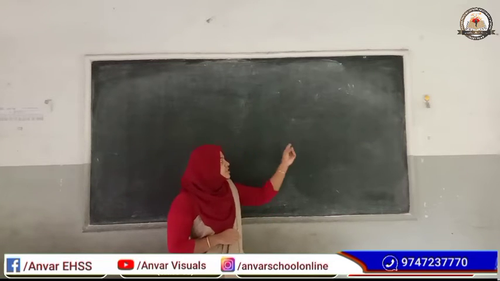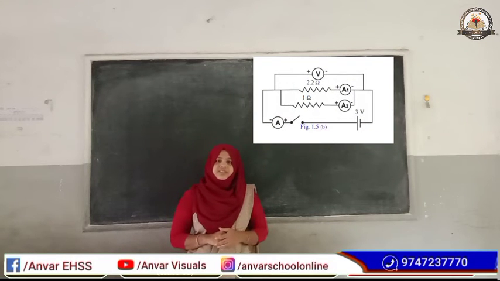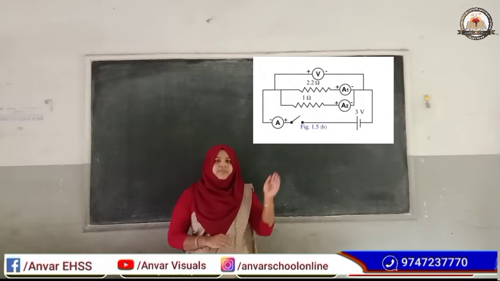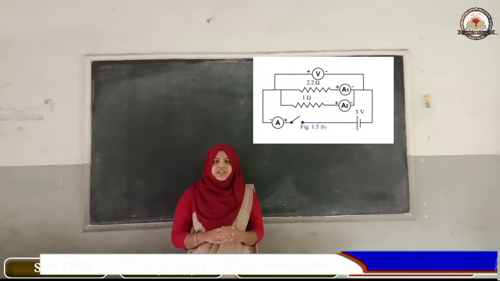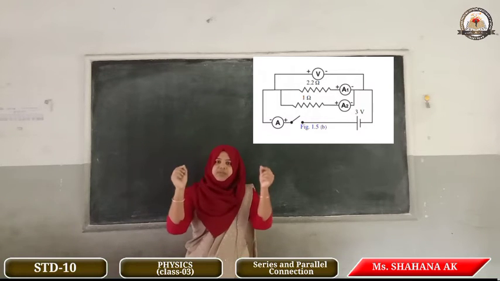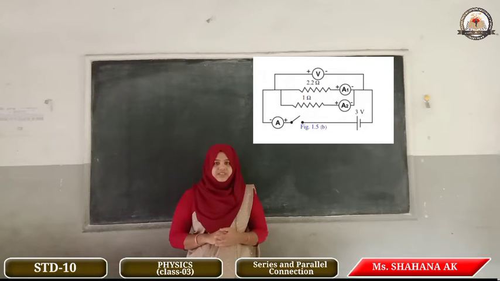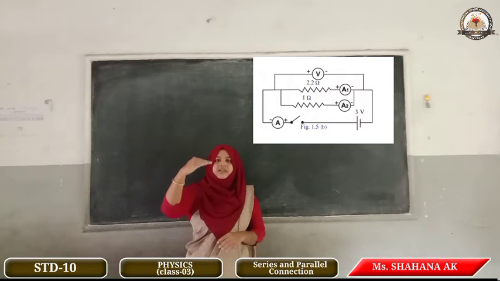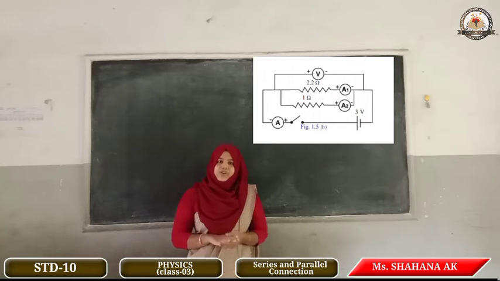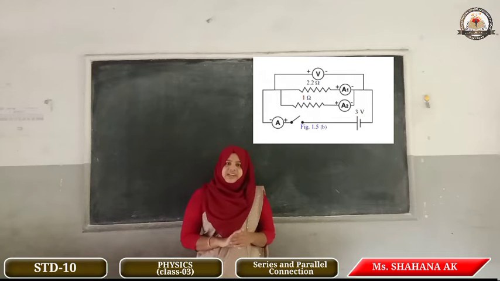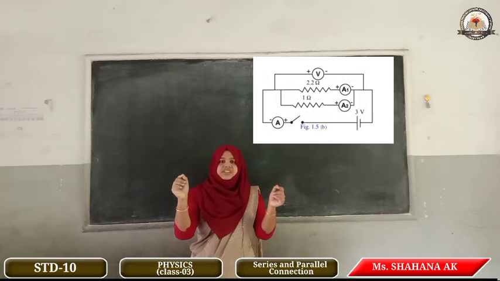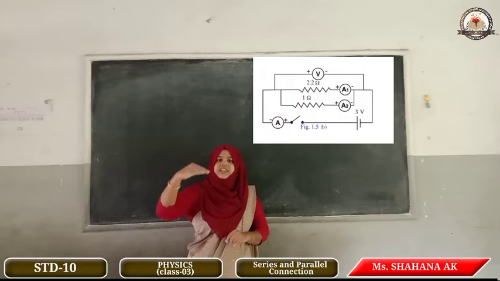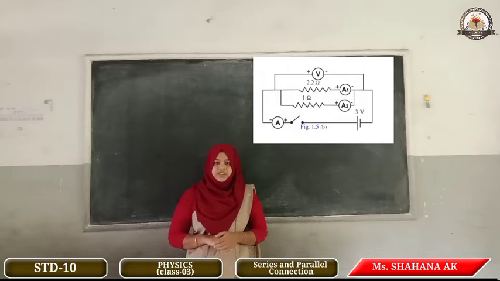Then this picture shows the parallel combination of resistors in a circuit. From the picture itself, you can understand that in parallel combination, we are connecting the resistors between the same terminal points, and we are connecting the resistors like branches. This is what parallel combination of resistors is.